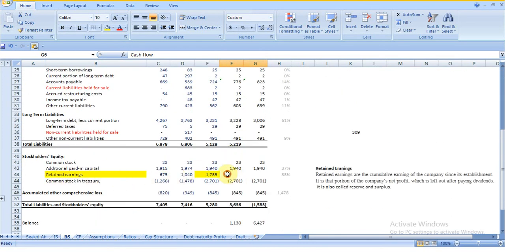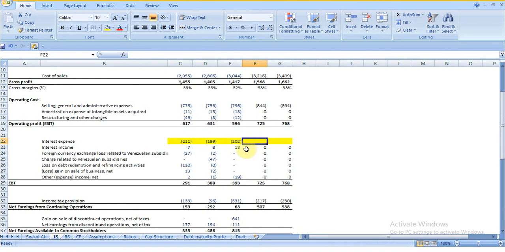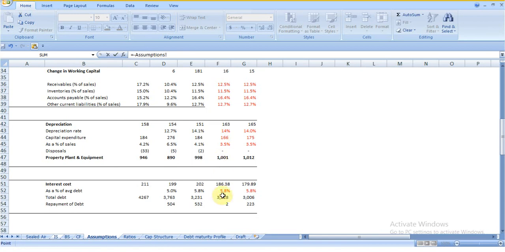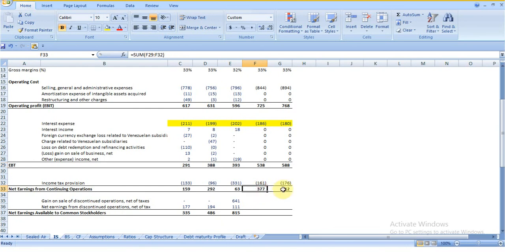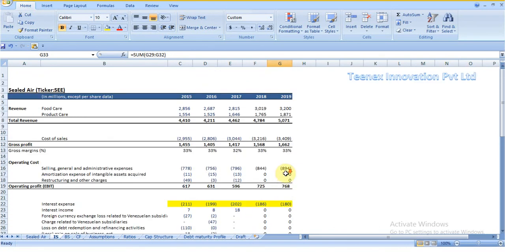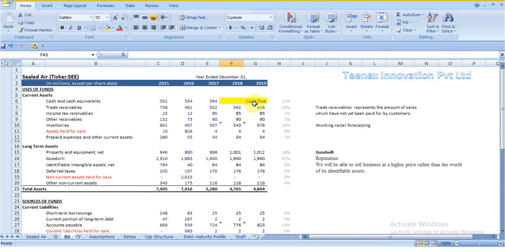Before we forecast retained earnings, we need to finish our income statement also. What was left in the income statement, interest expenses were left. We are going to link it with the interest expenses which we have just calculated on the assumption side. I'll just link it and format it. This will give me my net earnings, and this way my income statement is totally complete and my balance sheet is largely complete, apart from cash and cash equivalent and retained earnings.